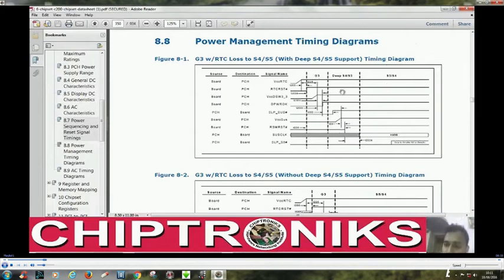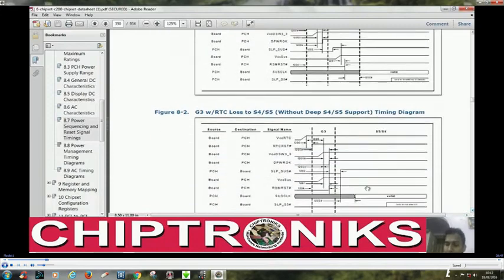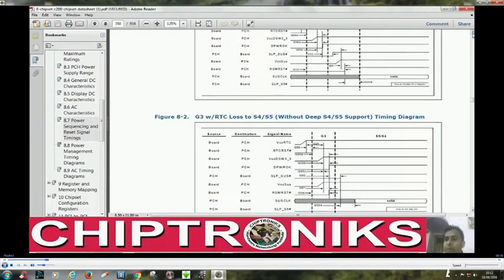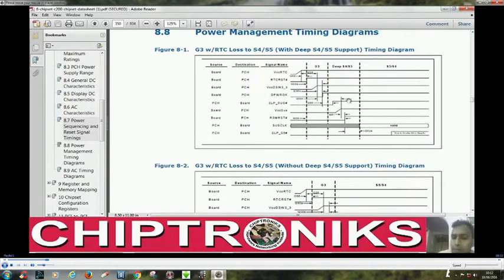So there is one more power well that has been introduced in the HM67 kind of board, and the laptop motherboard manufacturer can use this inherent facility, that is deep S4 S5. It depends on their policy. They may use it or they may not use it. They may use this deep S4 S5, or you can see here they may not use this deep S4 S5. So it totally depends on the manufacturer who is making the board based on HM67.